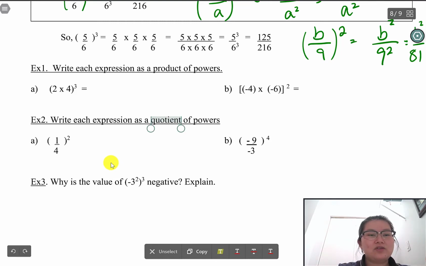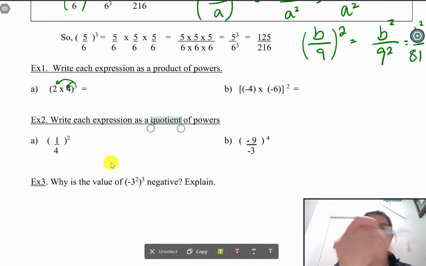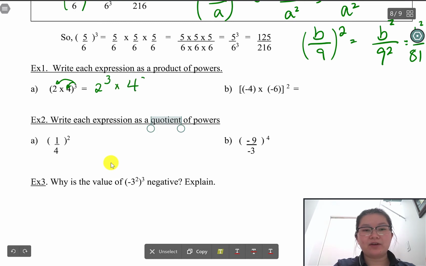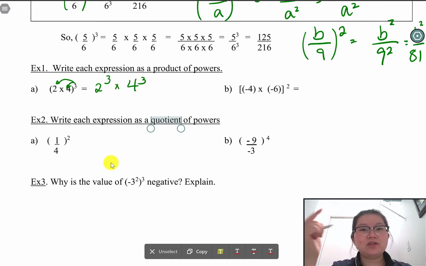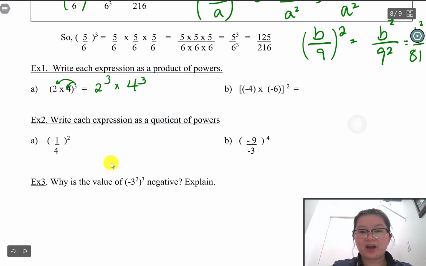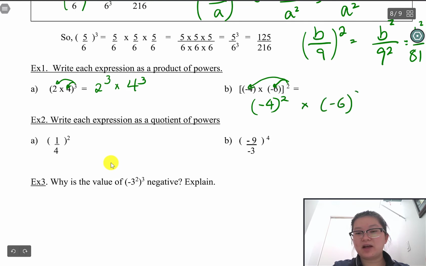So in this case, 2 times 4, these two are multiplying one another, therefore 3 must be applied to every number that is being multiplied, including the 2 and the 4. So I get 2 to the power of 3 times 4 to the power of 3. Notice the instructions don't even tell me to evaluate. I can just leave my answer as this. Same thing here. I apply the 2 to the negative 4 and to the negative 6. I get negative 4 in brackets squared times negative 6 in brackets squared. And this doesn't even tell me to simplify, so I just leave it.